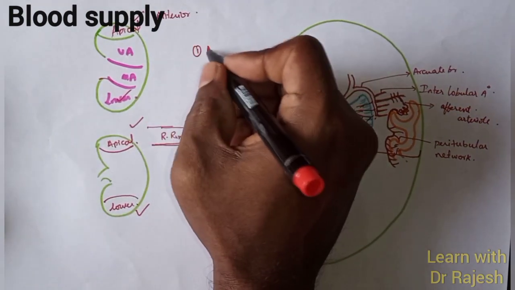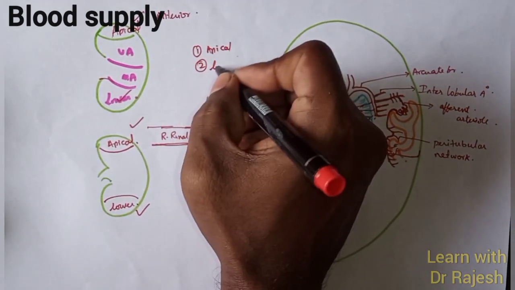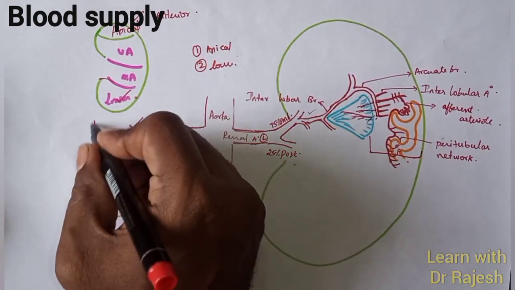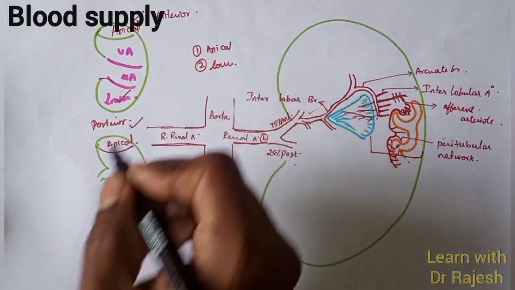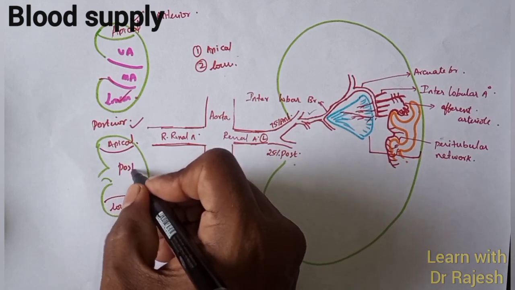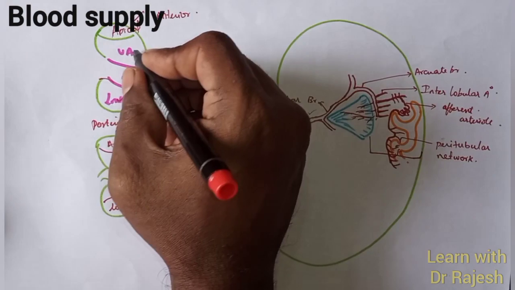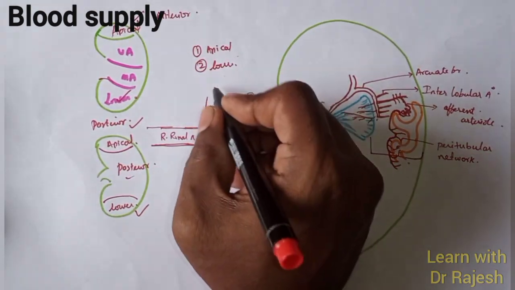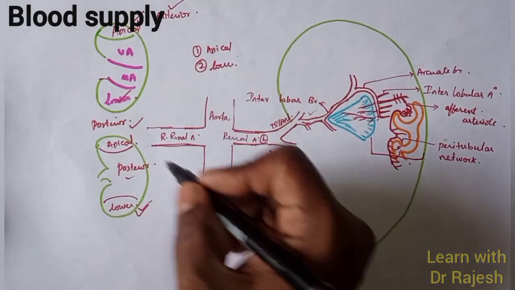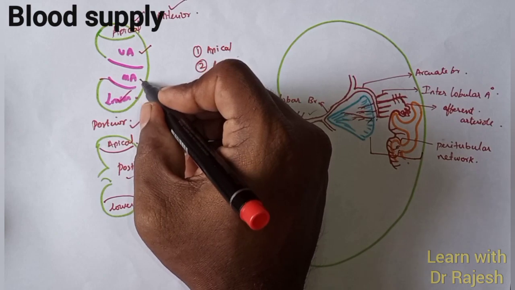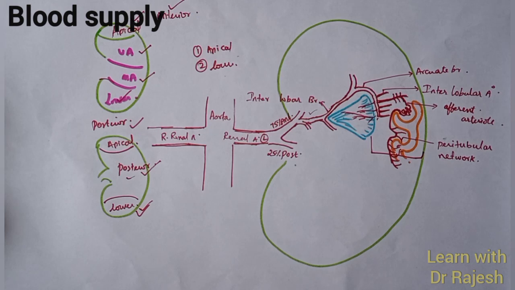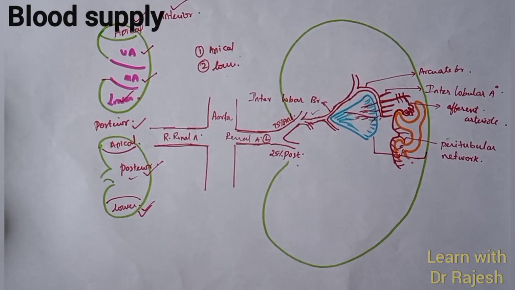Okay, so one is apical, two is lower segments. Then on the posterior aspect, we have a single segment, that is the posterior segment. So first one is apical, second one is lower segment, then we have upper anterior, middle anterior and posterior. So these are the 5 arterial segments which are supplying the kidney.